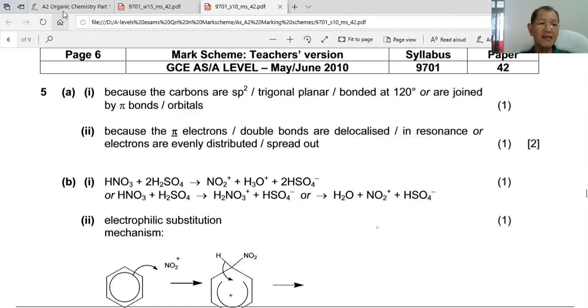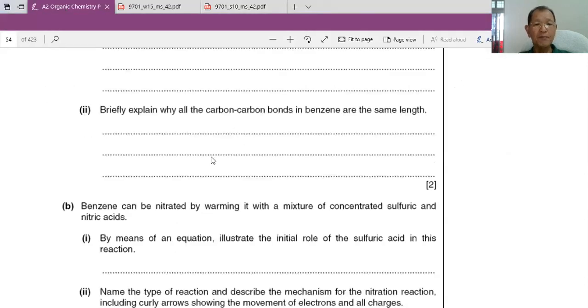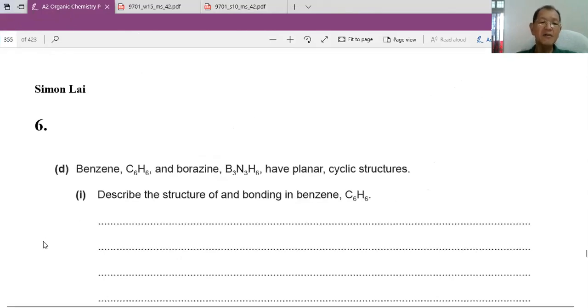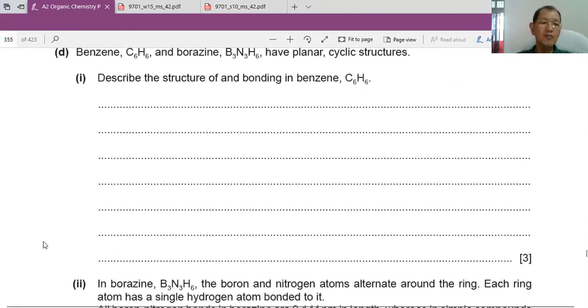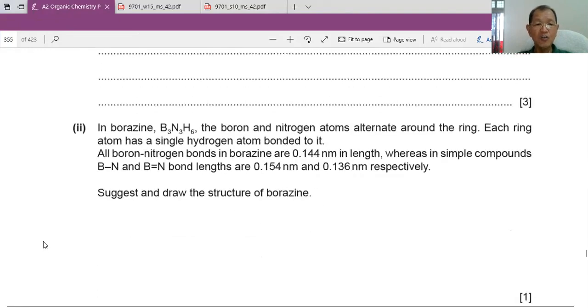That is for this part here. So 2 marks here. Now let's go back to the challenging question about hydrogen. I want you to try to answer these 2 questions at home, and answer this question also.